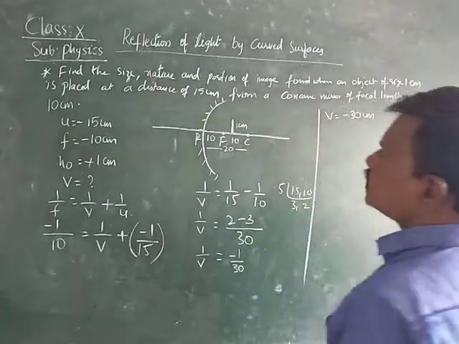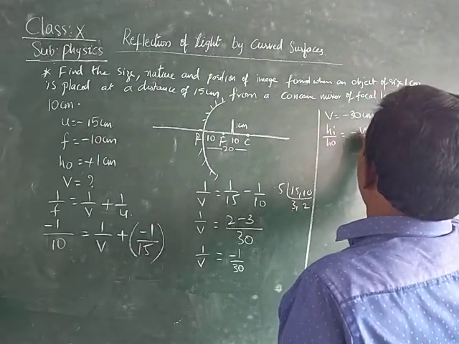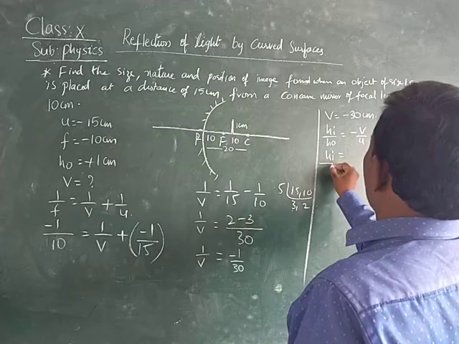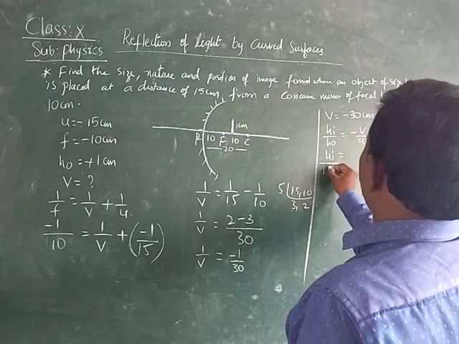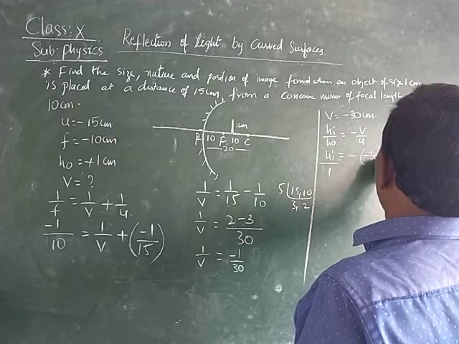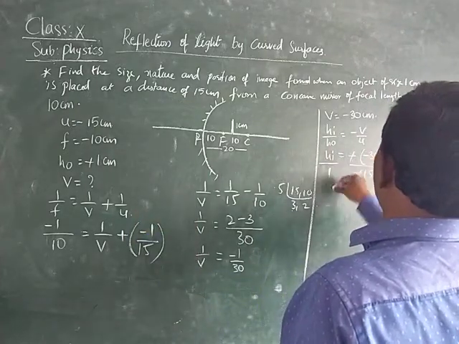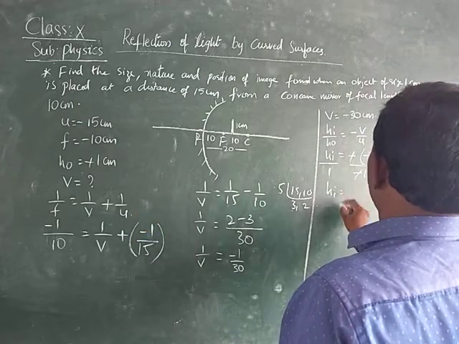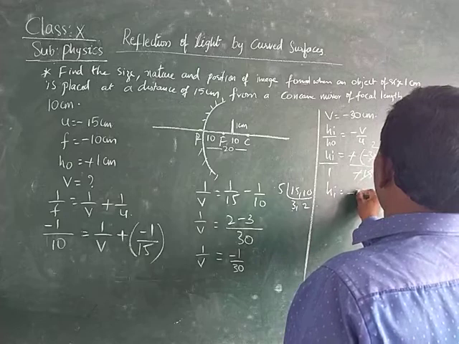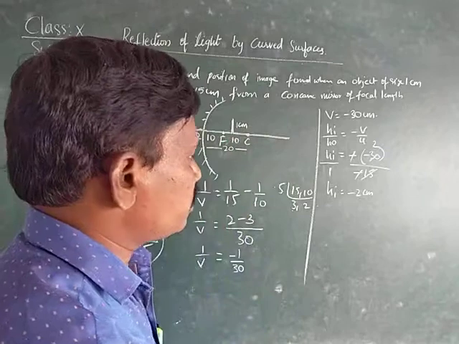And here he is asking to find the size of the image also. hi by ho is equal to minus v by u. hi by ho is how much here? 1 centimeter. That is equal to minus v, which is minus 30, by u, which is minus 15. Minus minus cancel. Therefore hi is equal to minus 2 centimeter.